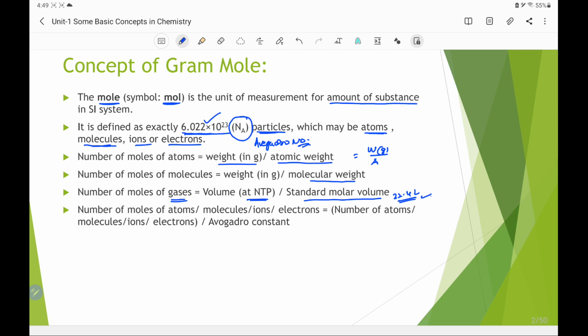Similarly, we can say that the number of moles of atoms or molecules or ions or electrons is equal to the total number of particles in the sample divided by the Avogadro constant, that is 6.022 × 10^23, represented by Na. Let's take some examples to get more clarity about the concept.